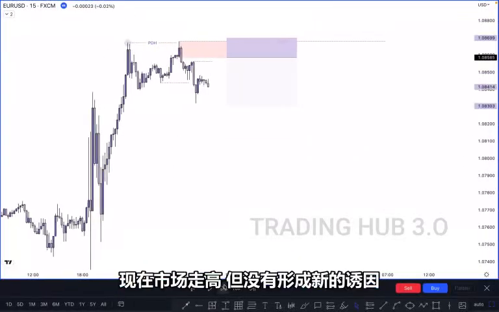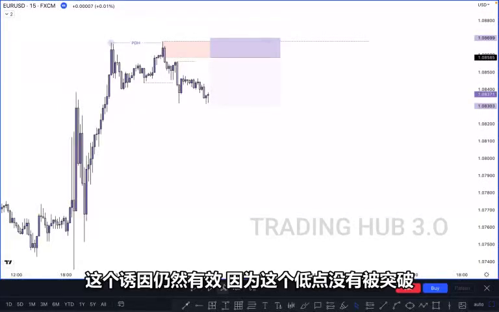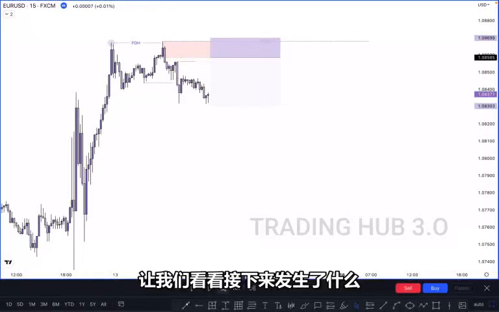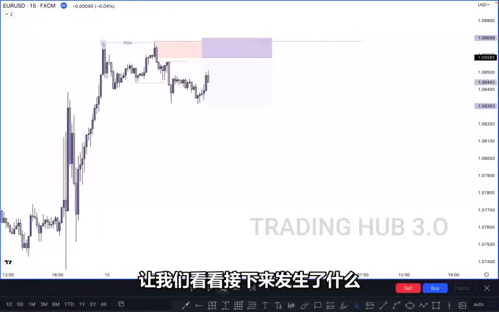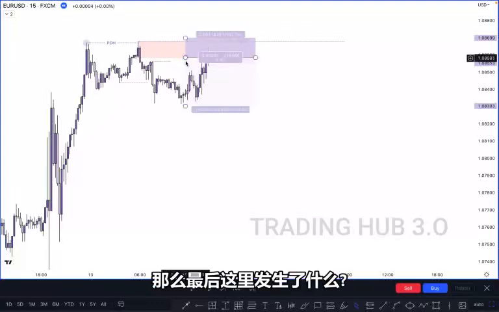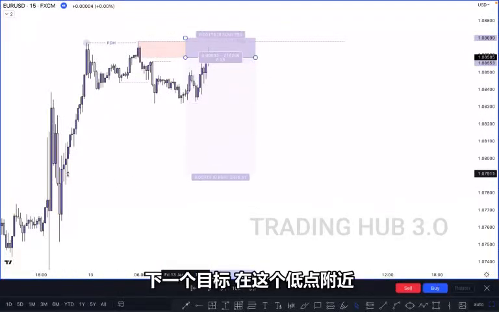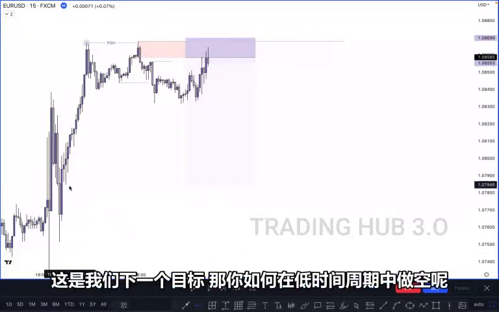Okay, the market is trying to push a higher high, but the market did not create a new one. Right now this inducement is still valid because this low is not taken out by this move. So let's see what happened next. Finally, the market mitigates this order block, and you can set the first target here, and the next target around this low. So this one is our next target at this point.